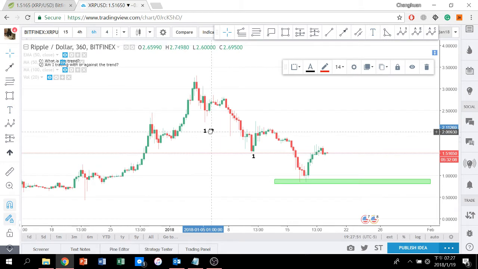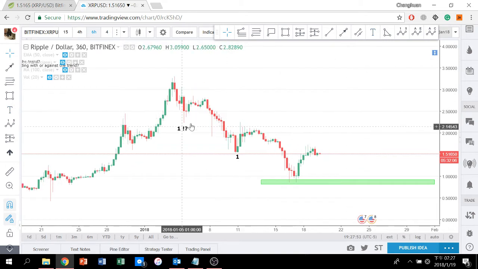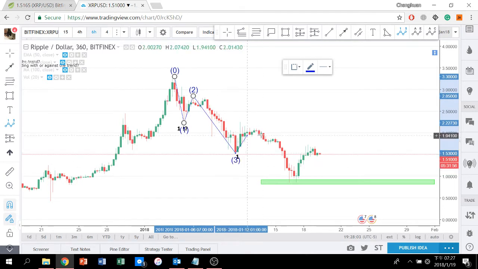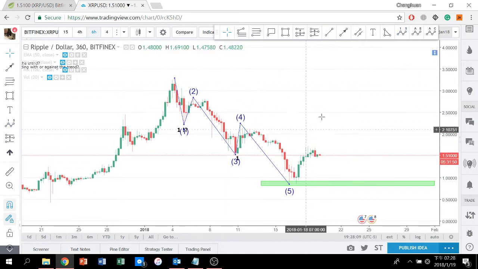Some people might draw this as wave 1, right? So if you draw this as wave 1, what will you think? You would probably think, oh, the correction is over. Not the correction is over, but at least the first leg of the correction is over.